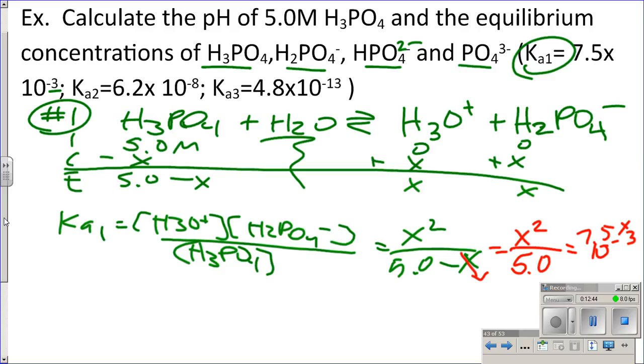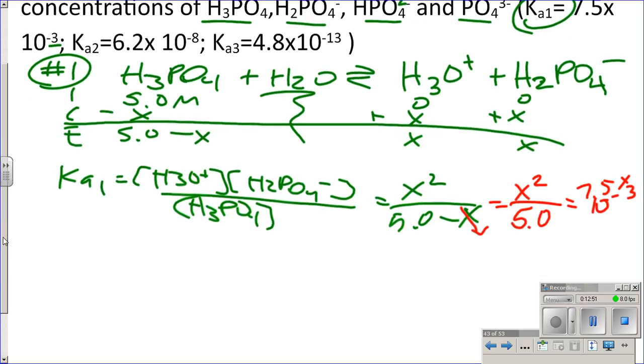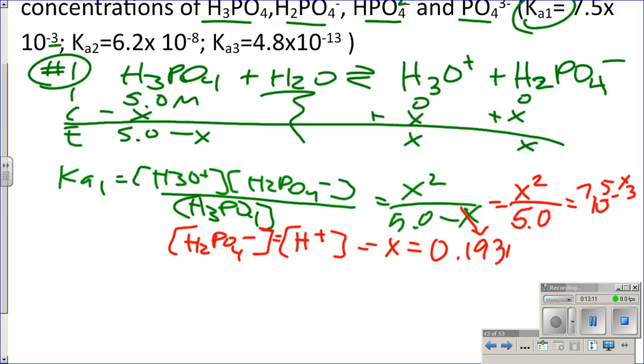Okay. And then when you solve for x, I said up here, x is now equal to my H plus and my H2PO4 1 minus, and that equals 0.1936. Yeah? Okay. And I'm just extending my decimals around because I don't want to have rounding error.